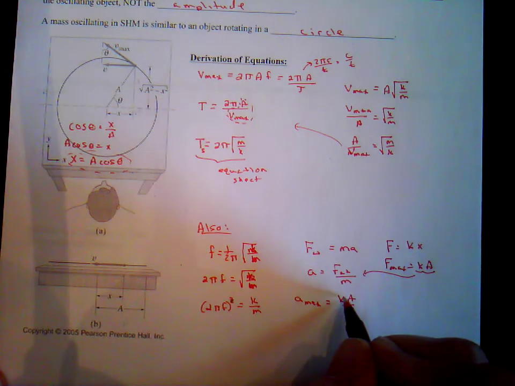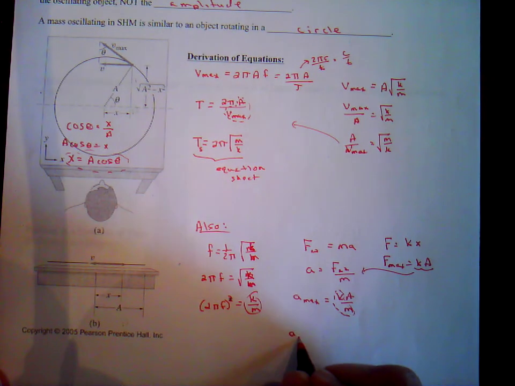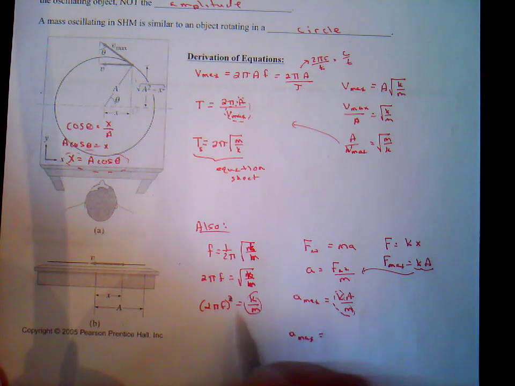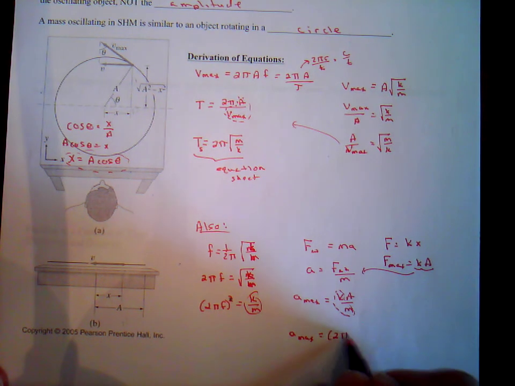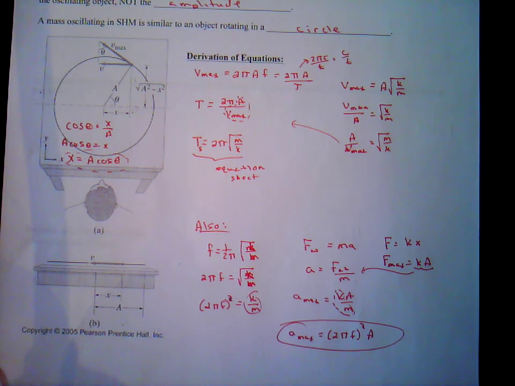Well, look what we have here. This is k over m. We have k over m here. So I'm going to put in here that the maximum acceleration of something moving in simple harmonic motion is equal to 2 pi frequency all squared times the amplitude. It's a good equation to know.